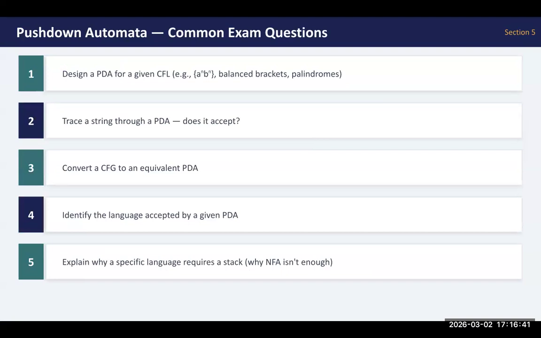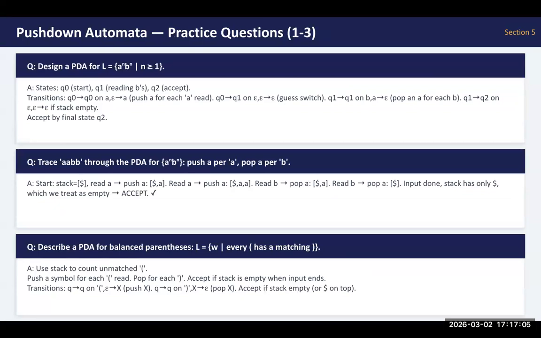Some common exam questions that you can get are: design a PDA for a given CFL, so basic examples that we saw; trace a string through a PDA and show it accepts; convert a CFG to an equivalent PDA; identify the language accepted by a given PDA; and explain why a specific language requires a stack and why an NFA isn't enough. So again, some of the practice questions that I have: design a PDA for some of the strings that we saw before. So you would have your states such as q0, q1, and q2, and the given transitions.